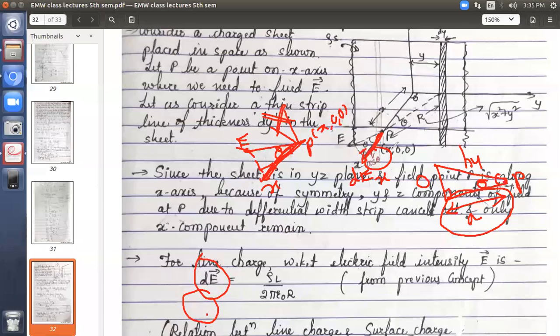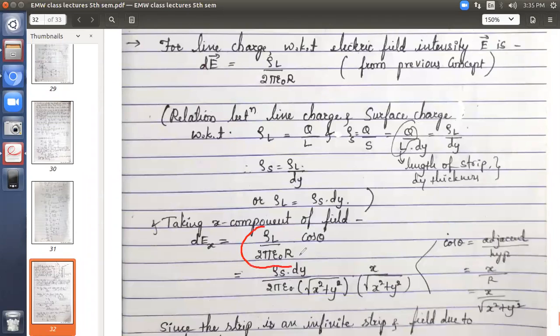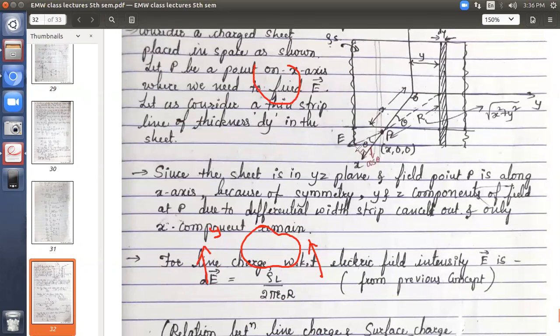That's why, as I want dEx, only the x component of the field, I have to multiply this whole value, whatever is there here, with cos theta. Remember, because I want the Ex component. If it had been the Ey component, suppose you wanted Ey, then probably I would have needed this, which is probably the opposite.